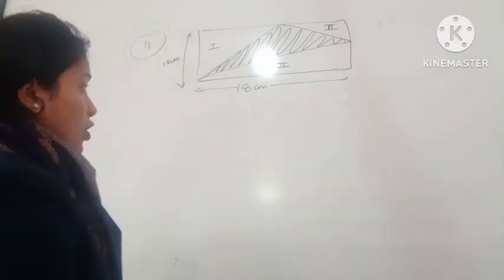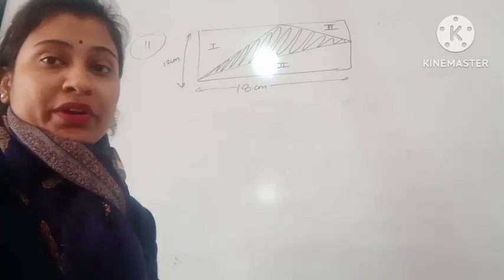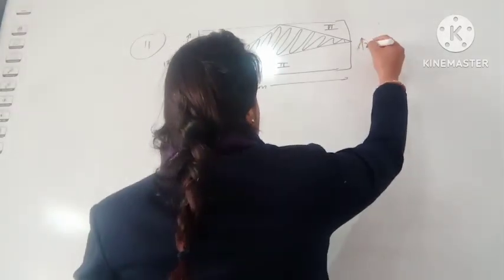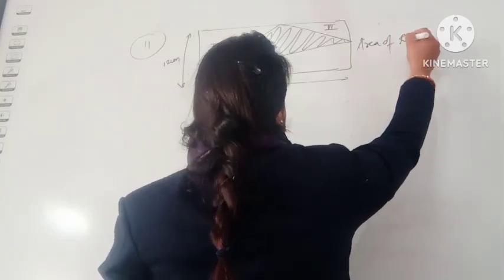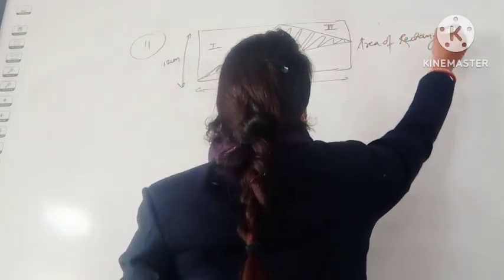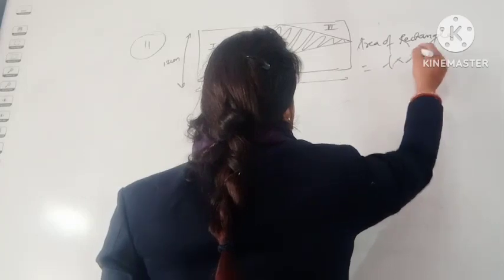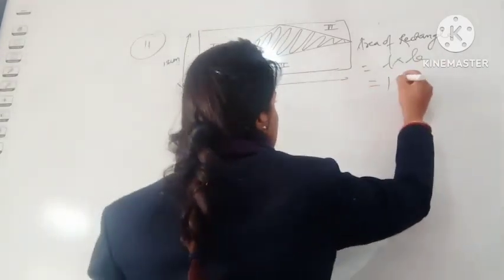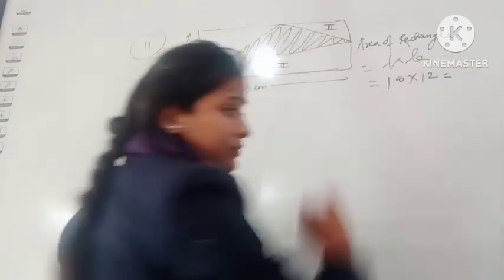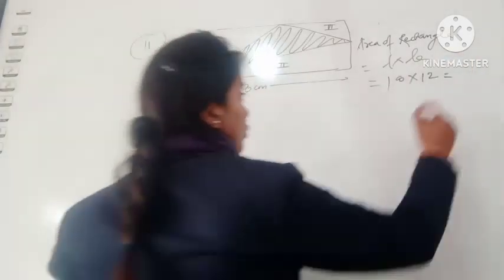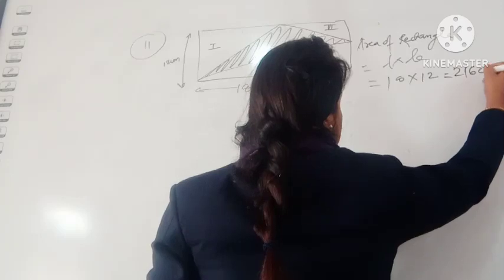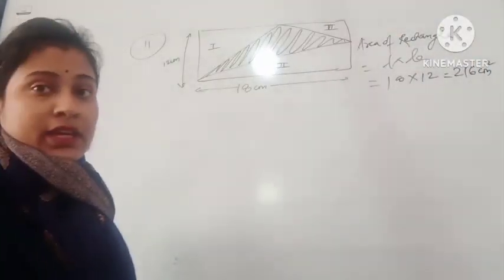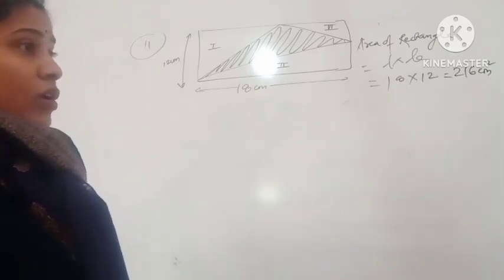So first of all, we are going to calculate the area of the rectangle. What is the area of the rectangle? That is length into breadth, obviously. Length is 18, breadth is 12. So 18 into 12 will give you 216 centimeter square.